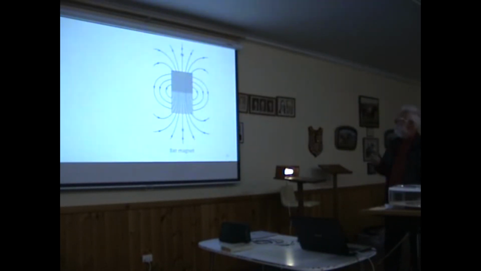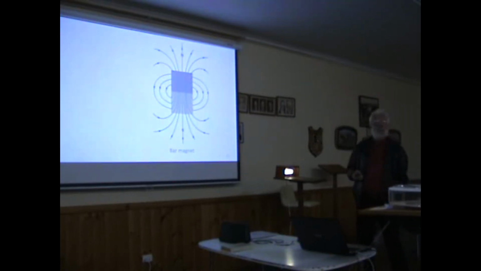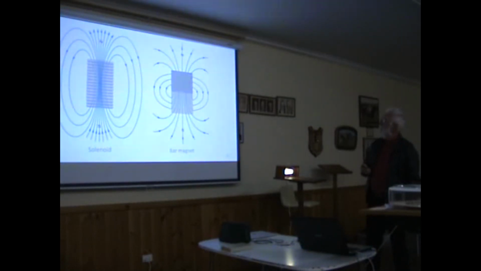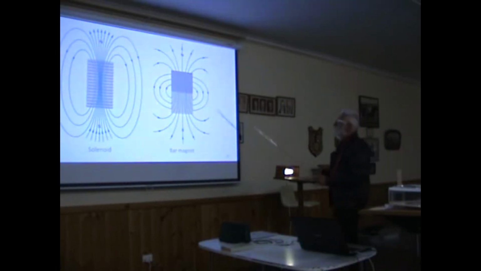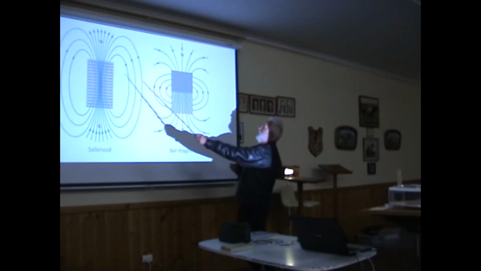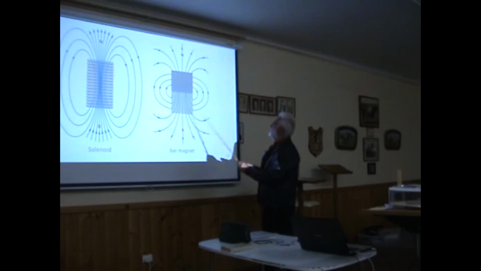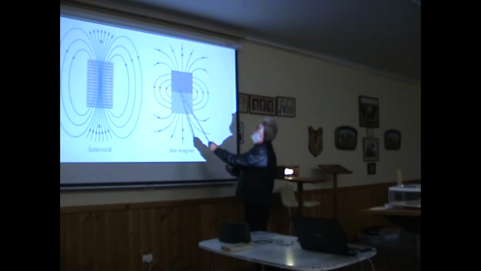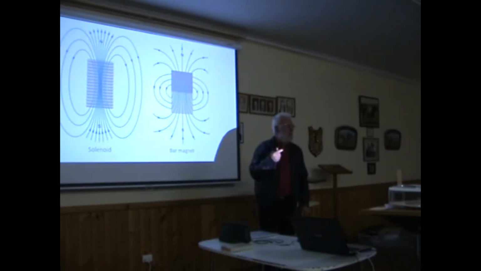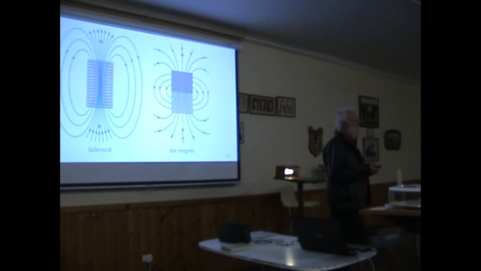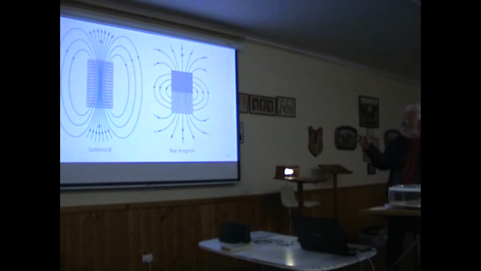So what about a permanent magnet? Example of a bar magnet. These are the field lines. They look familiar. They look pretty much the same as the field lines in the solenoid. What that tells you is that we know that in the solenoid it's a circulating helical current. So presumably in the bar magnet there are equivalent circulating currents that look very similar. Not the same, but very similar.